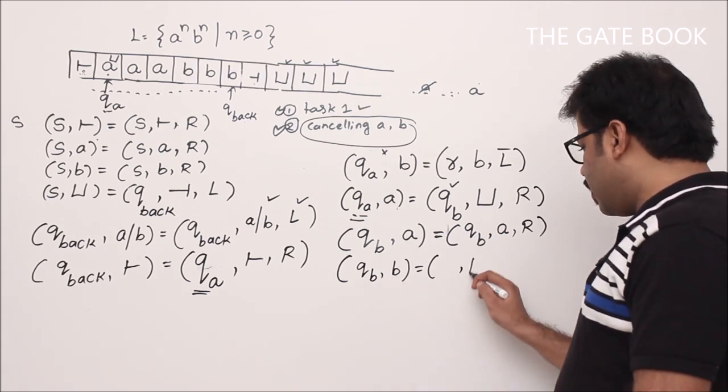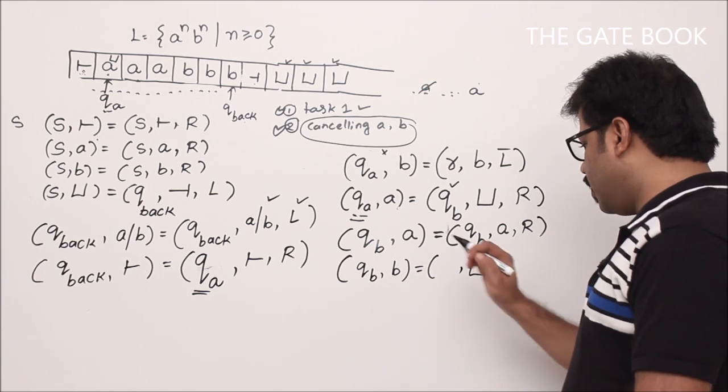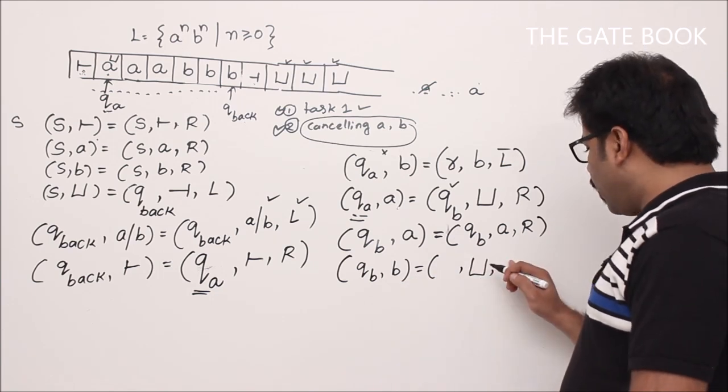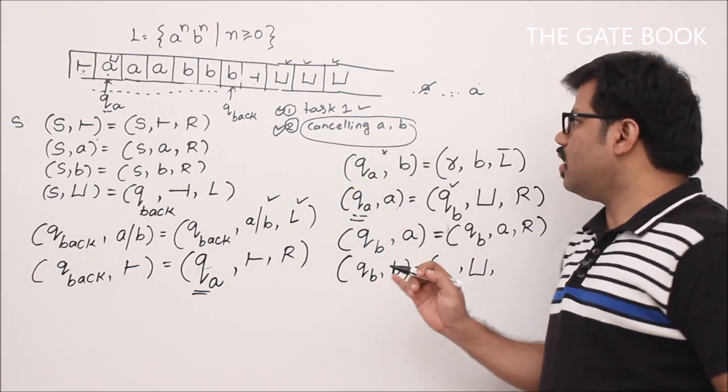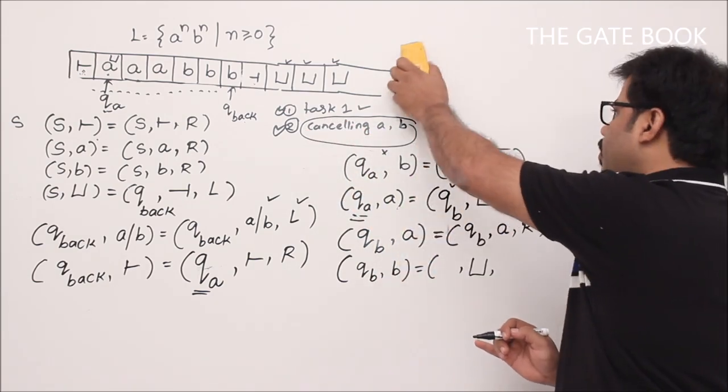QB and B, cancel it. That means B will become a space or blank symbol. Now, should I go right or left? It is unnecessary to go right side, because I already cancelled one B, right?